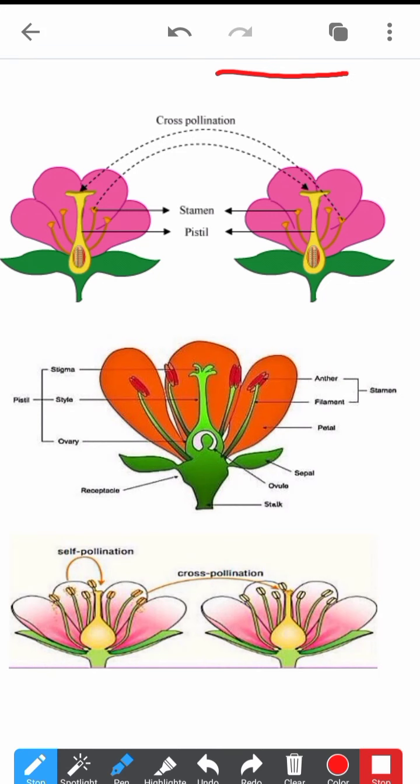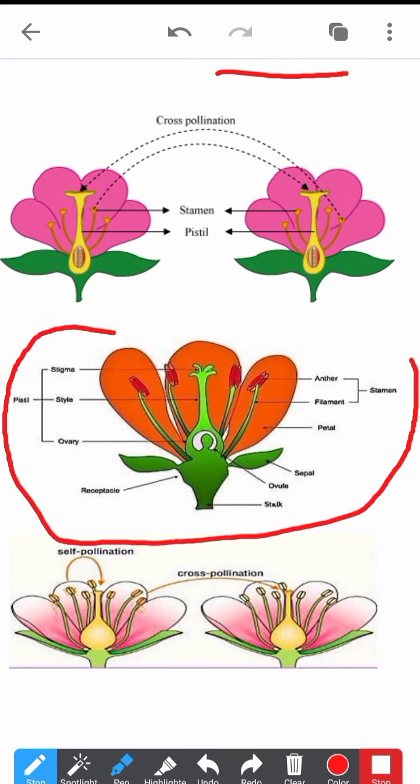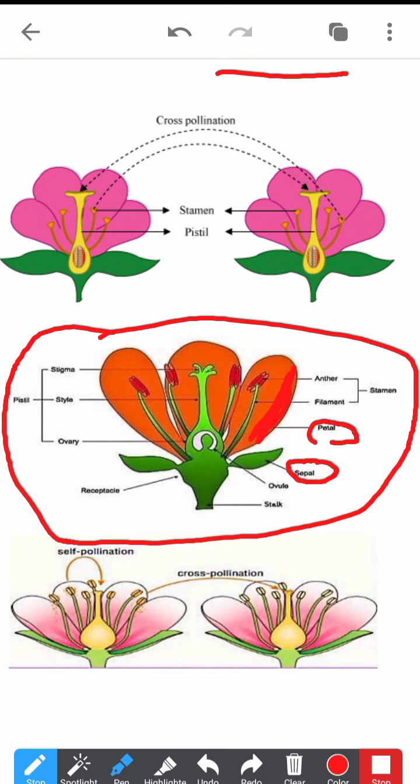You can see over here, this is a flower, right? You all have seen the flowers. So in a flower, this part which I am showing you is called petals, right? So the colorful part is called petals, and the green leaf-like structure which is there below is called sepals. Okay.